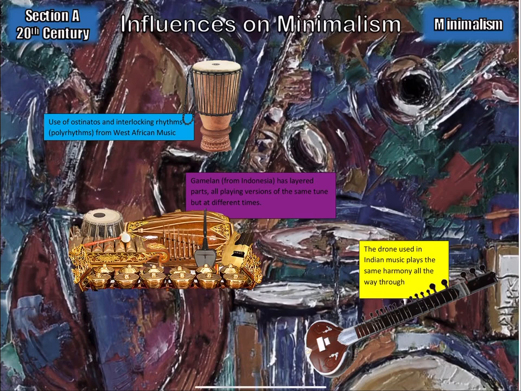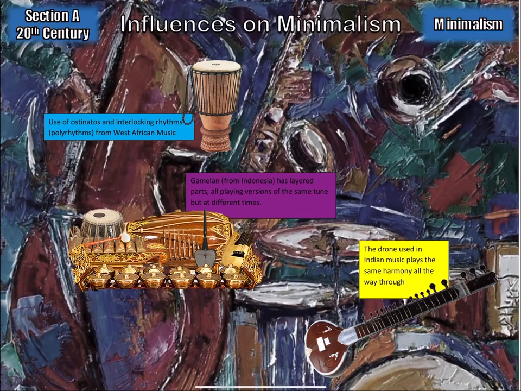Now, minimalism didn't just happen. There were lots of styles which influenced it, particularly as composers were looking to other cultures for inspiration. Some key musical cultures which are said to have influenced minimalism are West African music, Indonesian gamelan, and Indian classical music. So when we're talking about West African music, a key or an obvious influence would be the use of ostinatos, these patterns that repeat, and interlocking rhythms, which are key and core to West African music.